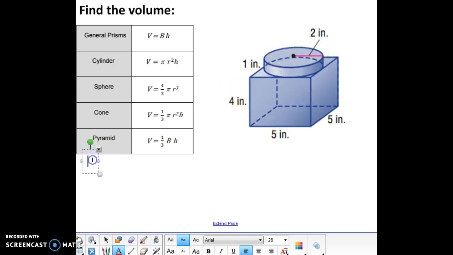So if we do the cylinder first, the cylinder has its own formula, pi r squared h, but remember that pi r squared is just the area of the base. So it's really still just the area of the base times the height. You'll have the formula sheet, so you can use that, but it's not really any different. So the volume is the area of the base, pi r squared, times the height.